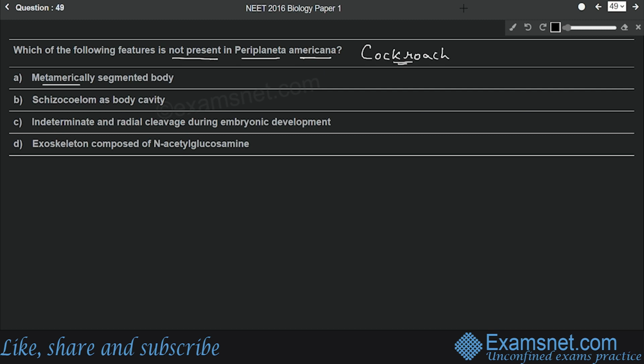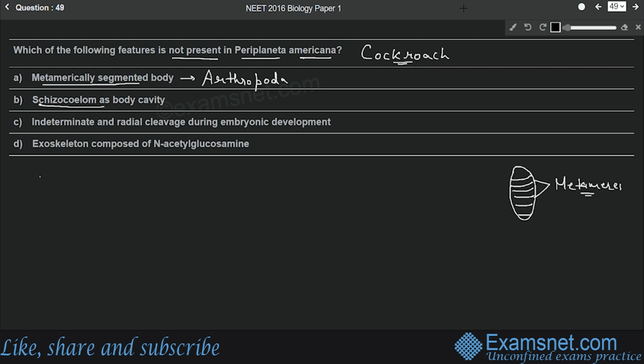The first feature is metamerically segmented body. Now what is metameric segmentation? It means the body is divided linearly into different parts or segments like this. Suppose this is the body. So it is divided into these linear segments and each segment is known as metameres. So this type of segmentation is known as metameric segmentation, and this is one of the features of Arthropoda phylum. So cockroaches also belong to Arthropoda phylum. Therefore, this is correct for cockroach, right? It is present. Now, the second one is schizocoelome as body cavity.